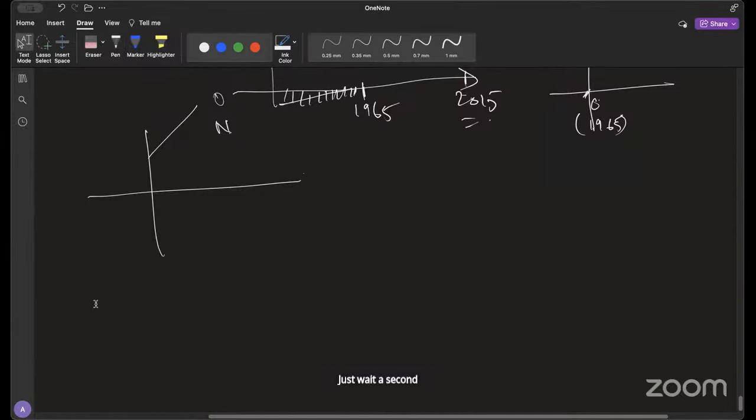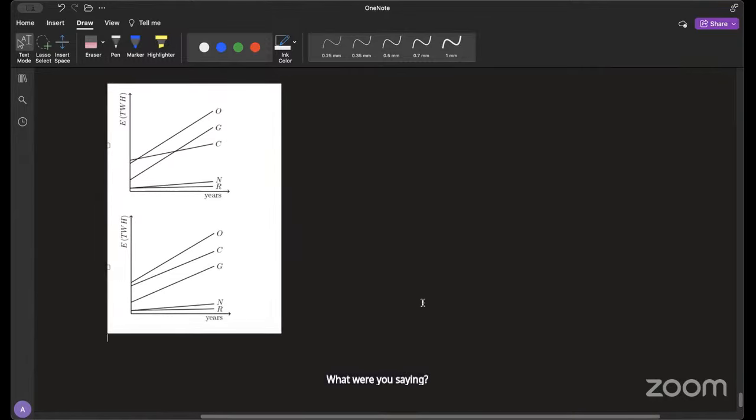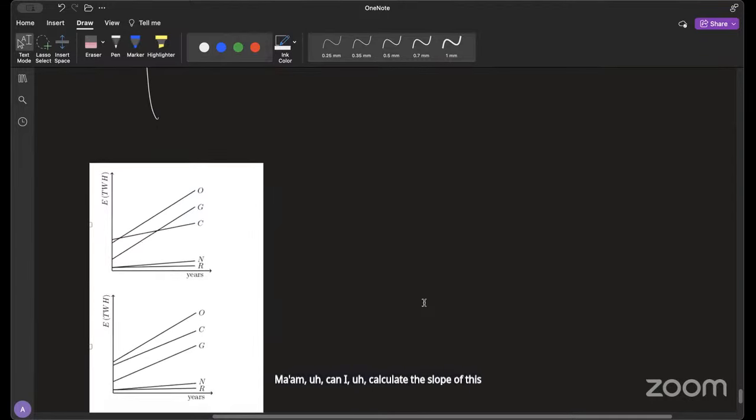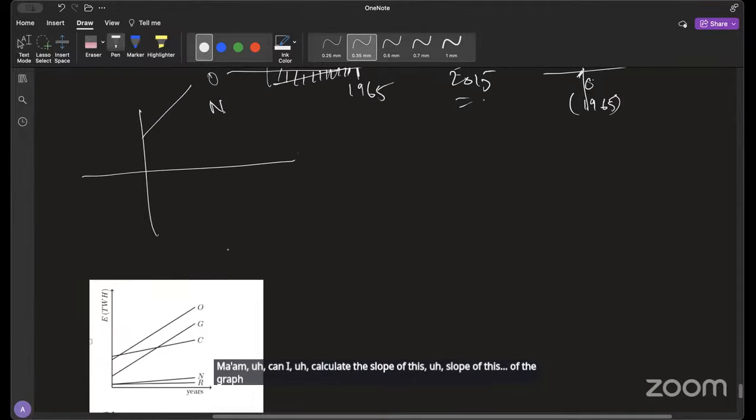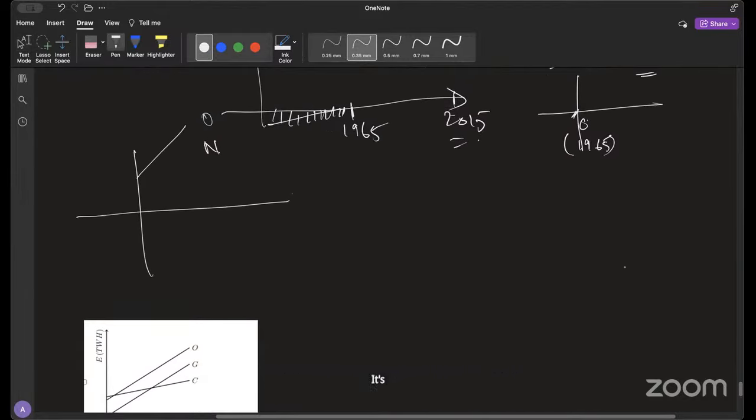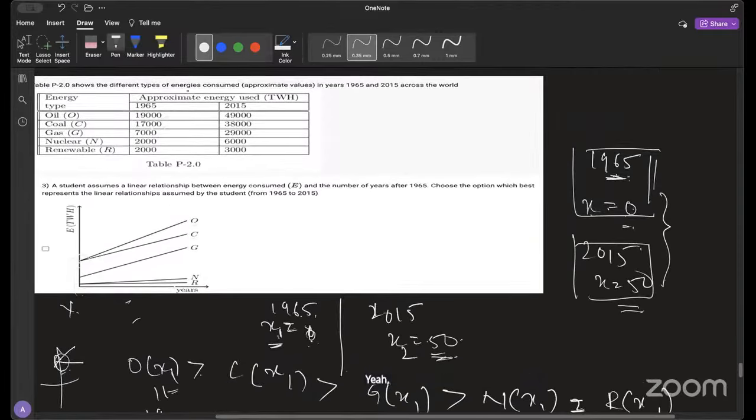Just wait a second. Yeah, what were you saying? Ma'am, can I calculate the slope of the graph by using this table data? Yeah, you can find the slope, but what are you going to do with it then? Ma'am, if you find the slope, can we copy the values also besides the question, so that it would be easier for us? Yeah, sure. Just give me a second.